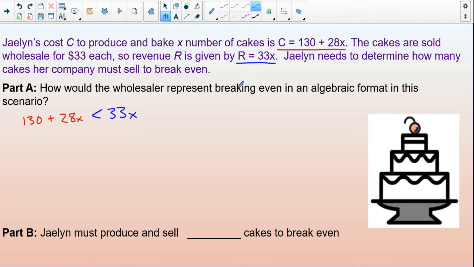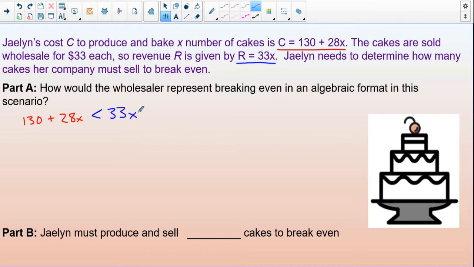So that's kind of the hard part here, is just the first step. Setting up the inequality. Even though this is kind of a simple inequality, it could be easy to make a mistake here on the first step. So once I have this set up, I'm really just trying to solve for x. If we look ahead at part B, Jalen must produce and sell how many cakes, x number of cakes, to break even. So we're just going to solve this inequality, right?